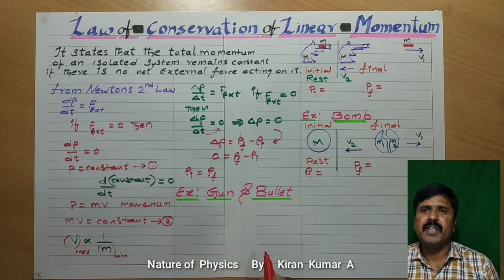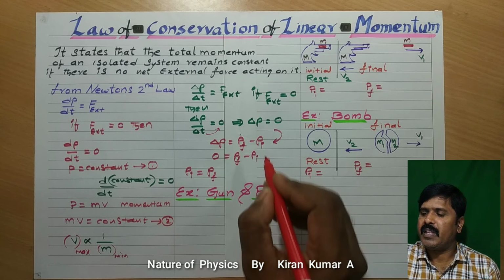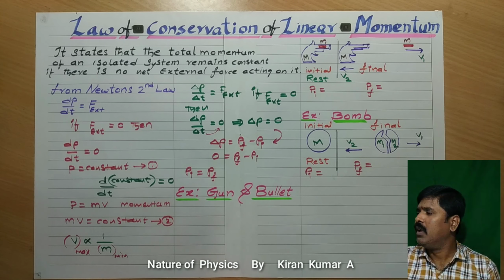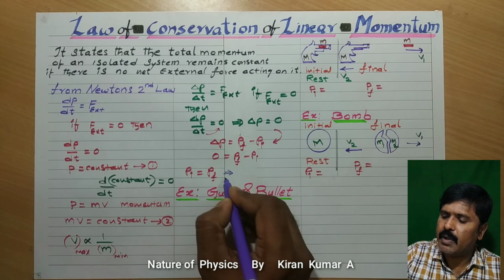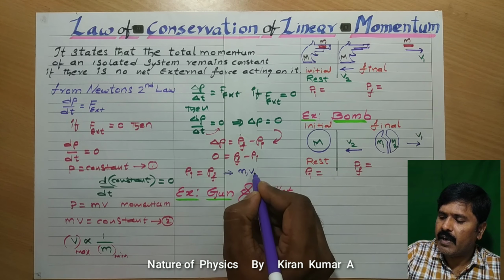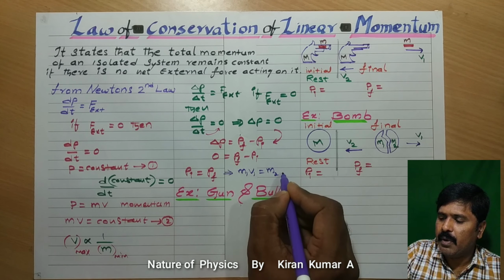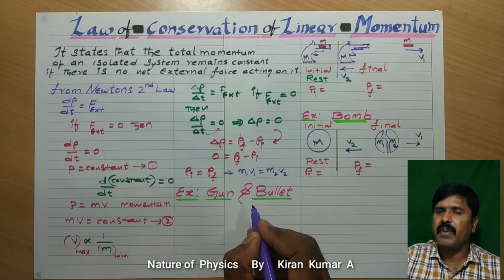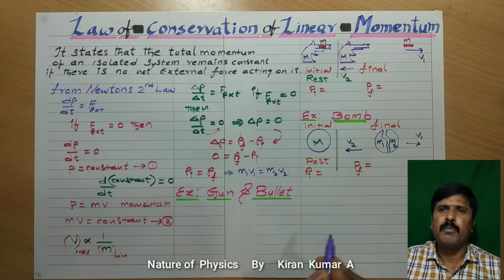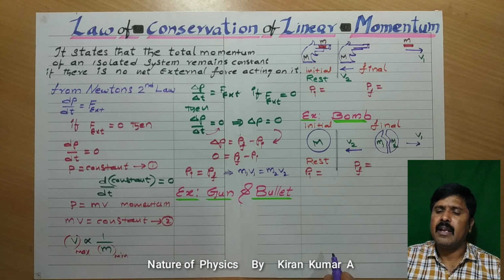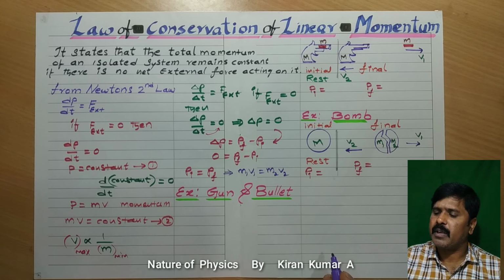Initial momentum is equal to final momentum when the external force is equal to 0, students. Here also, from this equation I can write m1 v1 is equal to m2 v2, students. m1 v1 is the initial momentum and m2 v2 is the final momentum. Okay, this is the law of conservation of linear momentum concept, students, and two examples are there.